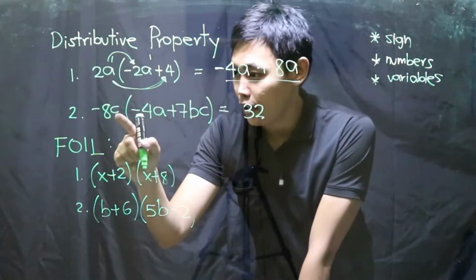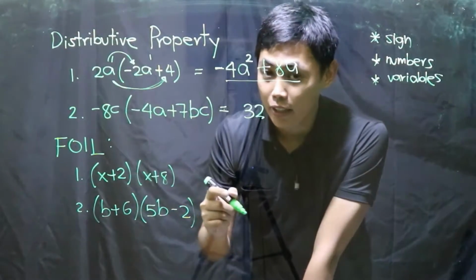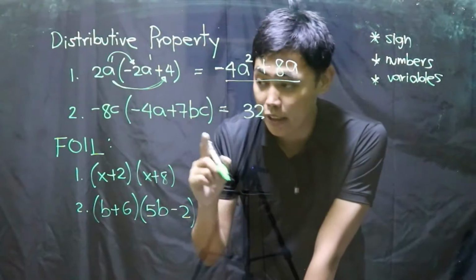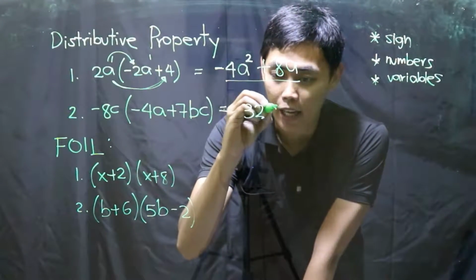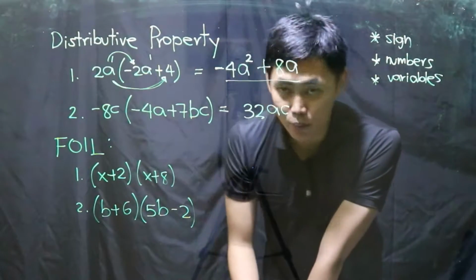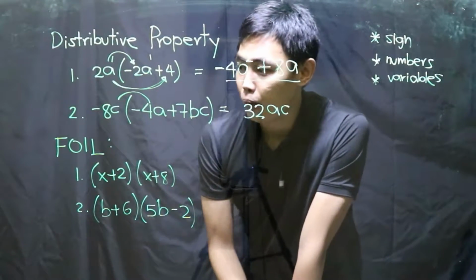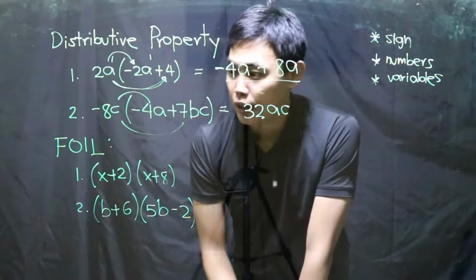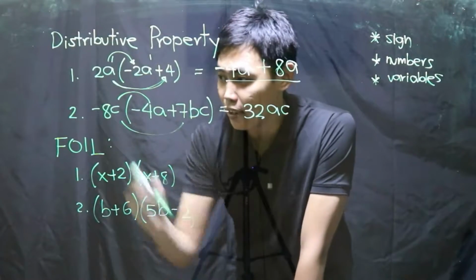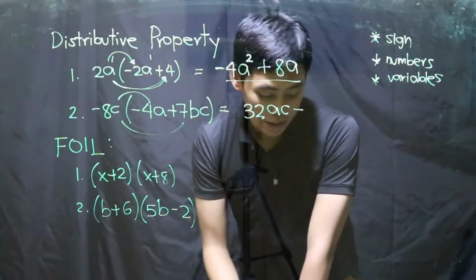Then, variables. C and A. Can you combine C and A? No, but you can write them side by side. So we can just say AC. Alright, let's move on to the next one. We're done with this one. We will do the second term next: negative 8c times 7bc. First, the sign. Negative, positive. Negative. You're getting better.